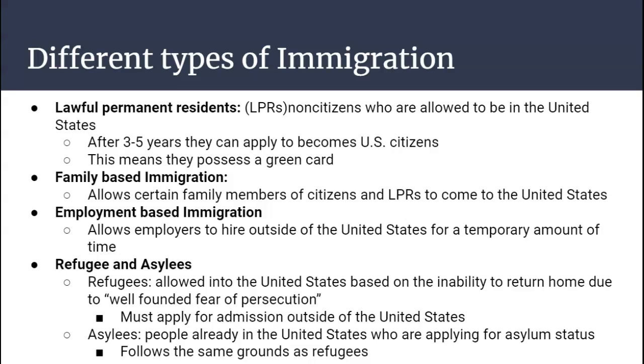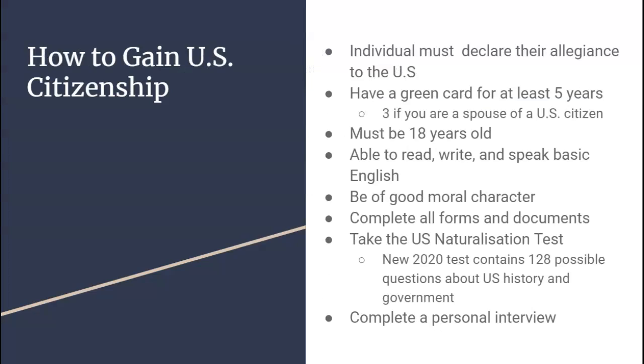And then another important thing to point out is, like I said, these people who are lawful permanent residents who have these visas, they are not citizens, but oftentimes they will be looking to change their visas into permanent citizenship. So how to gain citizenship in the United States? So an individual must declare their allegiance to the United States.